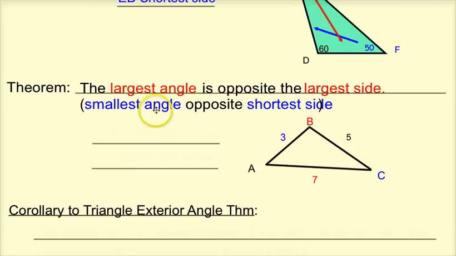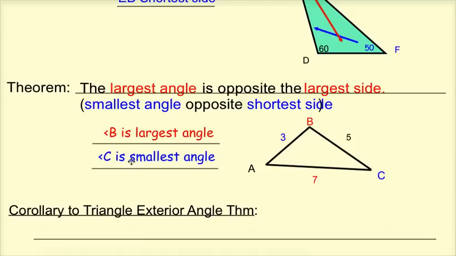My smallest angle is opposite the shortest side. So I have my shortest side right here, 3, and across from it is my smallest angle. So angle B is the largest angle. I have it color coded so you can see. And angle C is the smallest angle.